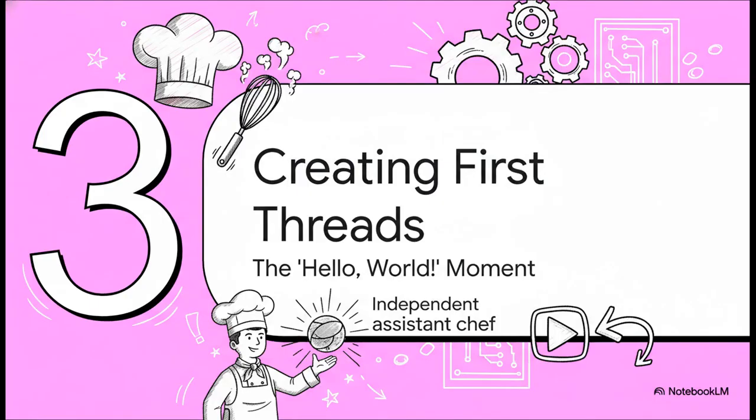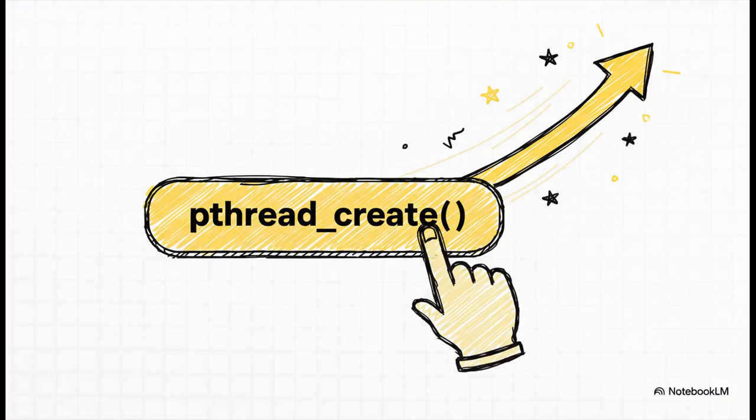Okay, so we've got the standard, but how do you actually use it? How do you tell your program, hey, I need you to spin up one of those assistant chefs right now? Well, let's look at the core function that makes it all happen. This right here is the magic wand, pthread_create. This is the command. It's the function call where you, the programmer, tell the operating system, hey, I need you to launch a new, independent task for me right now.